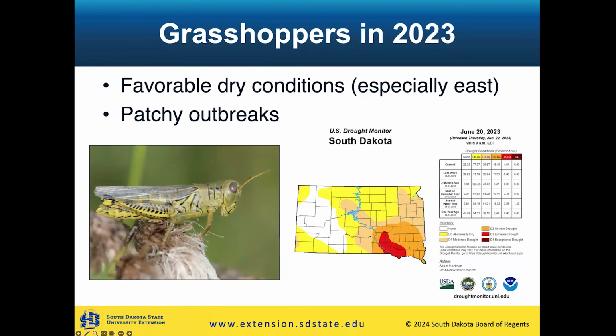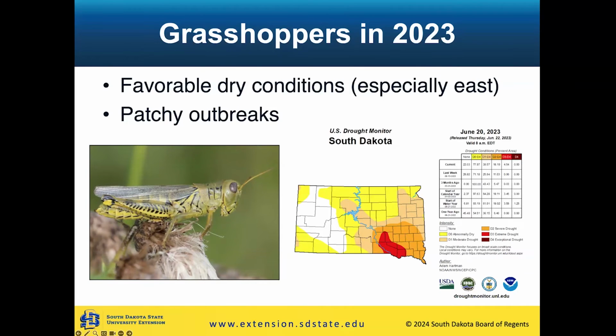So with that, I wanted to talk about grasshoppers just briefly, like what kind of drives those blister beetle populations year to year. So you really have to look at those grasshopper numbers. So one of the things that is a driver for our grasshopper numbers is those dry conditions.